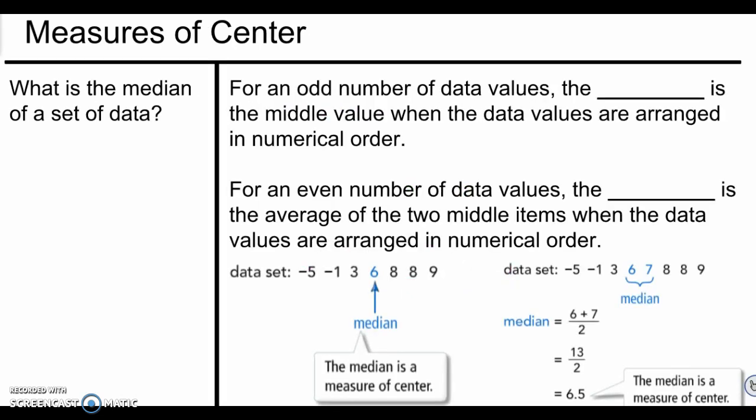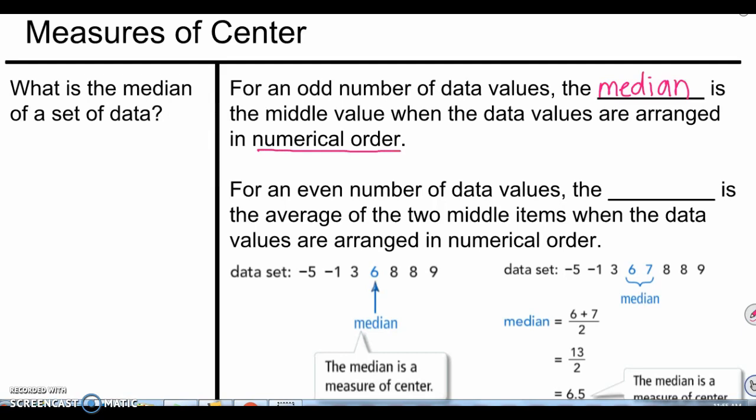Next, we're going to talk about median. What is the median of a set of data? For an odd number of data values, the median is the middle value when the data values are arranged in numerical order. For an even number of data values, the median is the average of the two middle items when the data values are arranged in numerical order.